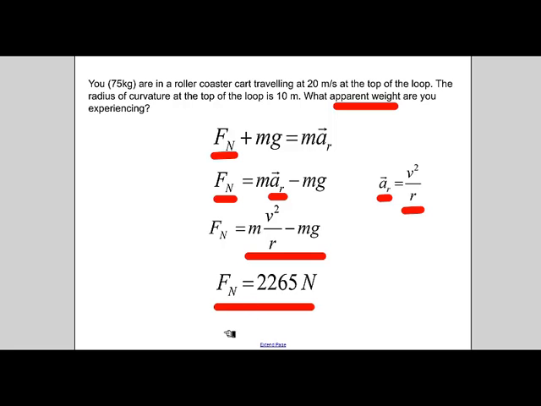Alright, so hopefully that helped. Again, what I would say is do this problem on your own, a little bit close to the exam to make sure you understand it.